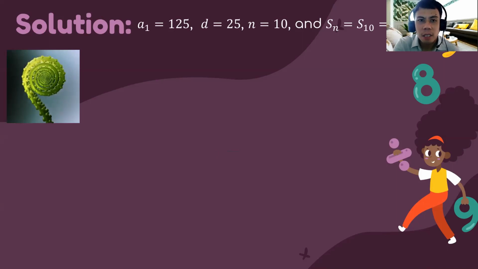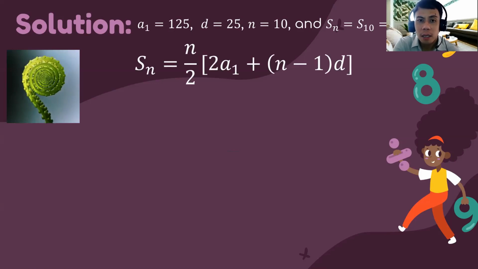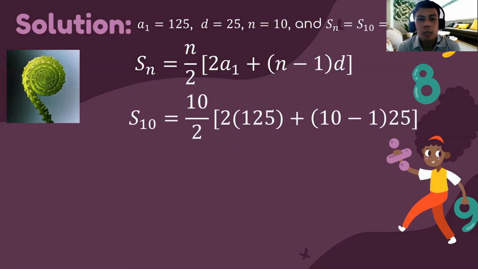Okay, so the formula is this one. Why do we use this one? Because there is no last term. So again, we can use this formula if there is no last term. So substitute the given to the formula. n is equal to 10. So S of 10, the sum of 10 carriages of the train, equals 10 divided by 2.